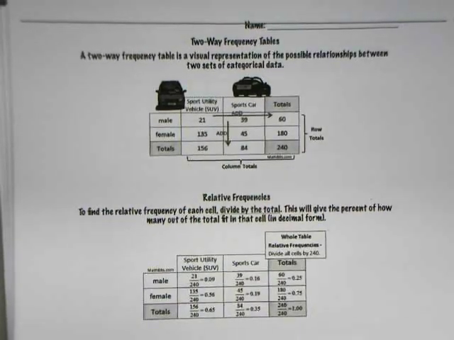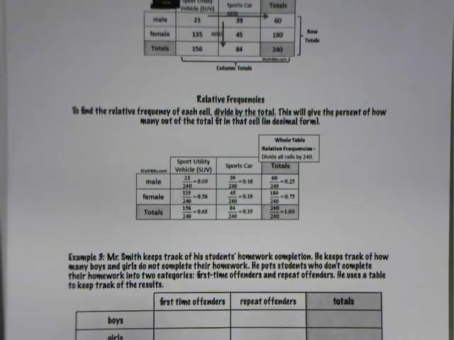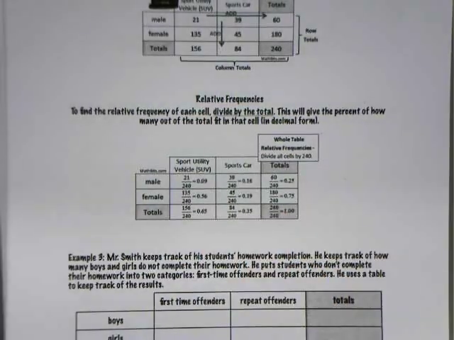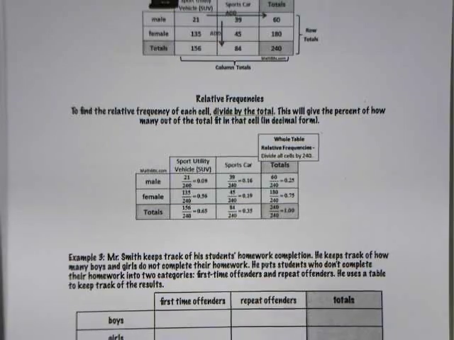Relative frequency is where you basically take each of your cells and divide by that total, and that's going to give you a decimal that represents the percentage of people who fit out of that 100%.